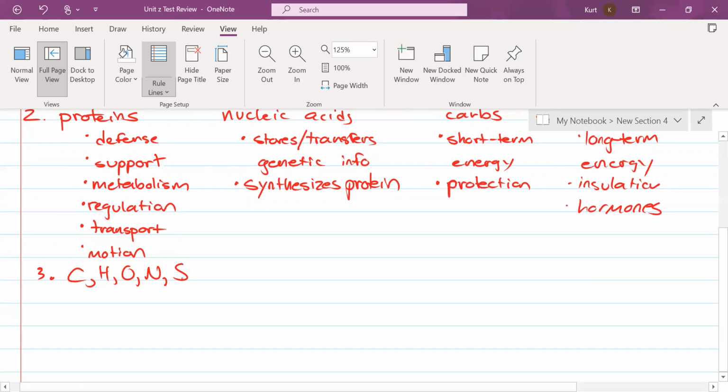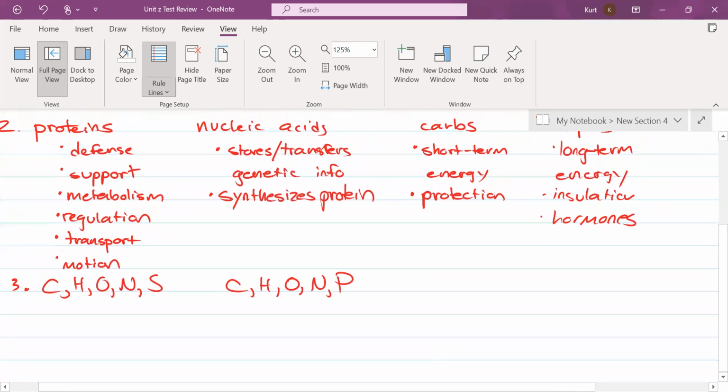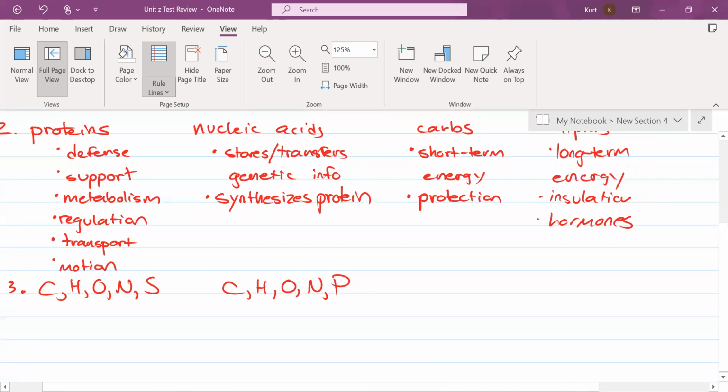Tyler, what about a nucleic acid? Carbon, hydrogen, oxygen, nitrogen, Dan, what are the elements found in a carbohydrate? Carbon, oxygen, nitrogen. Is there a ratio? Was it 1, 2, 1? Yes, it is.